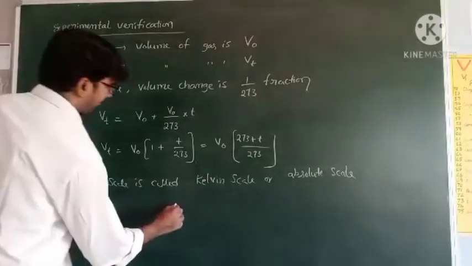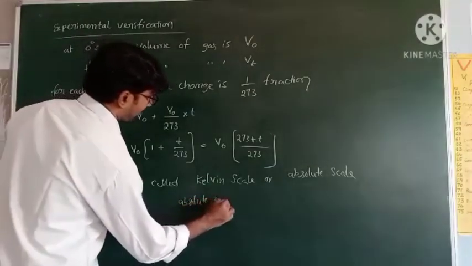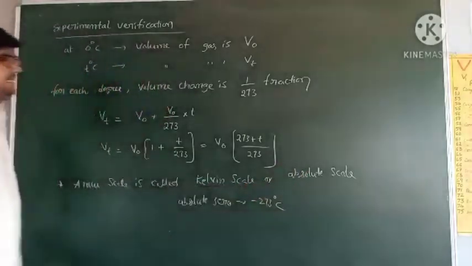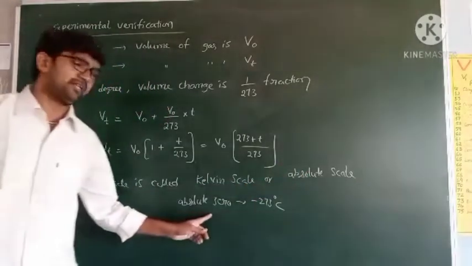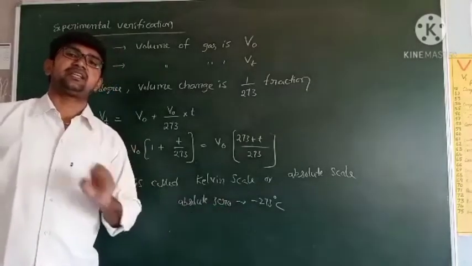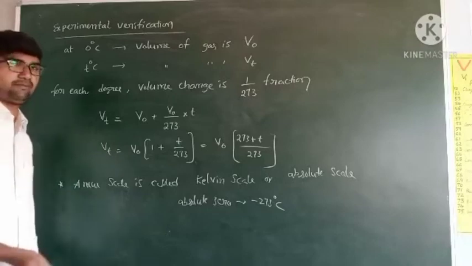Absolute zero temperature means minus 273 degree centigrade. At absolute zero temperature, the particles never move. The particles never move. Remember this point, all of you. Okay? So this is experimental verification, right? Completed. Charles law completed.